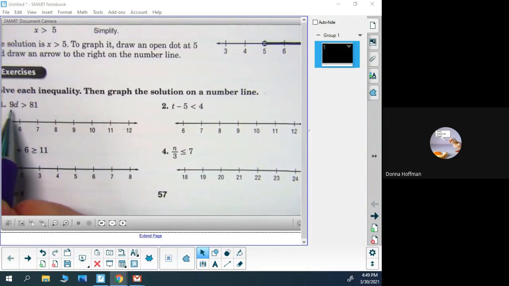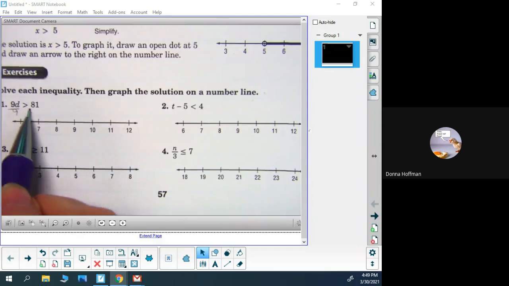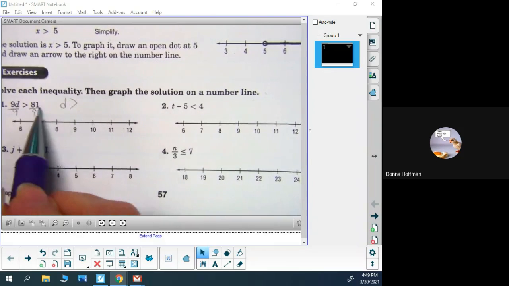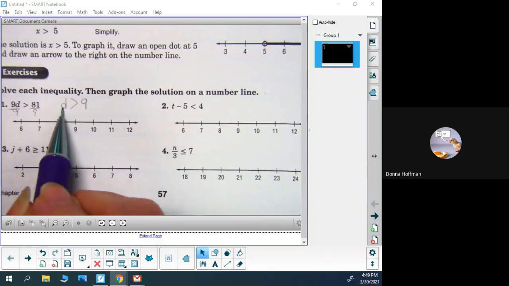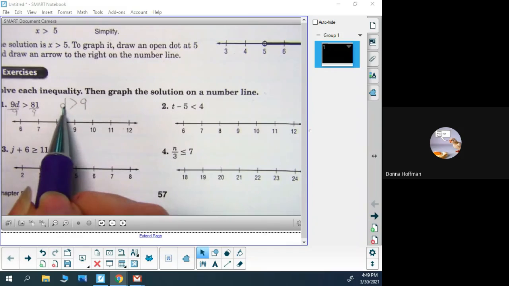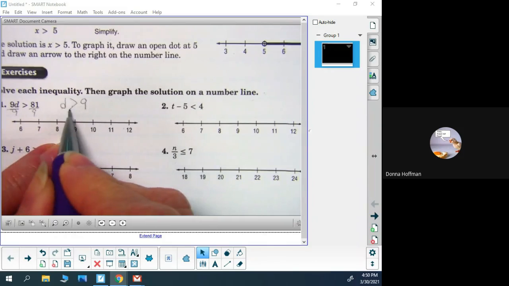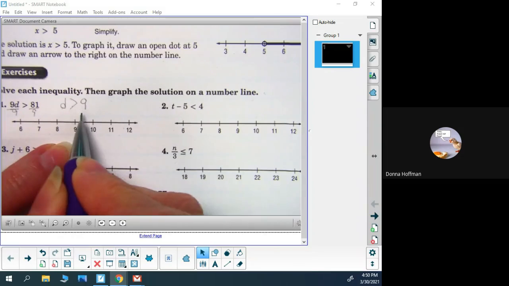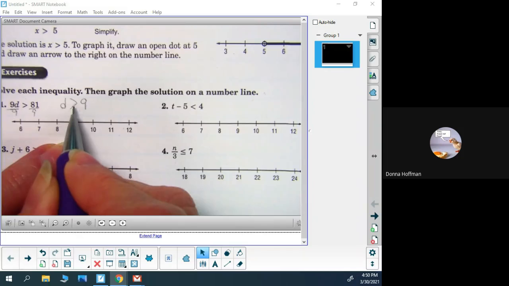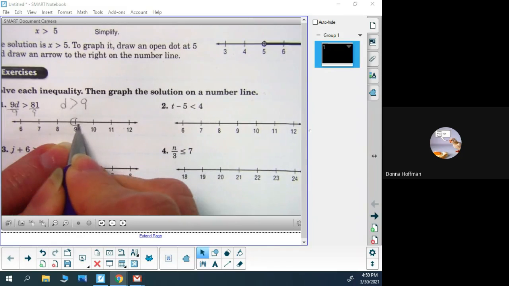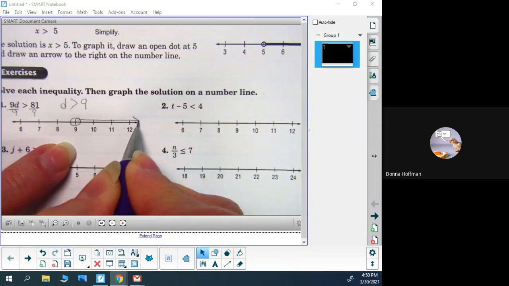Okay, so if I have multiplication on this side, I undo it through division. So I'm going to divide both sides by 9, and then I get D, and this is a greater than symbol, 9. D is greater than 9, I'm sorry. So I need all numbers that are bigger than 9. Open circle, because this is not an equal sign. It cannot include 9. 9 is not bigger than 9. 9 doesn't equal 9, and the equal sign's not there. Open circle. And then D is all numbers bigger, so I have to go to the bigger side.